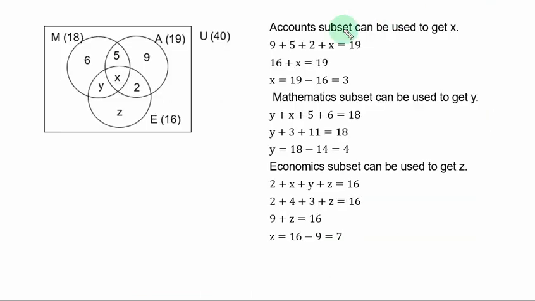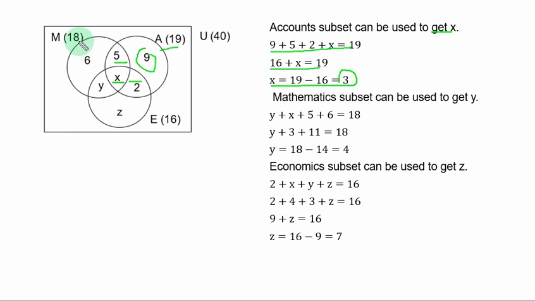The accounts subset can be used to get S. So you add everything in the accounts subset. That is 9 plus 5 plus 2 plus S. You equate it to 19. If you add further, you get this. You transfer 16 to the right hand side. S is equal to 19 minus 16, and that is 3.